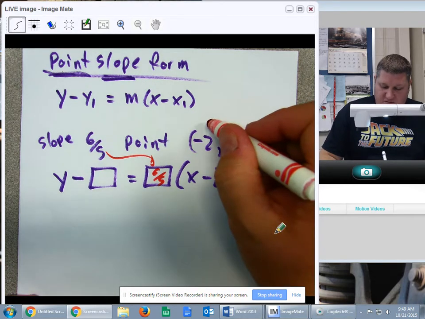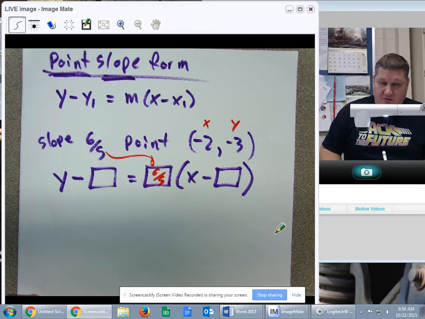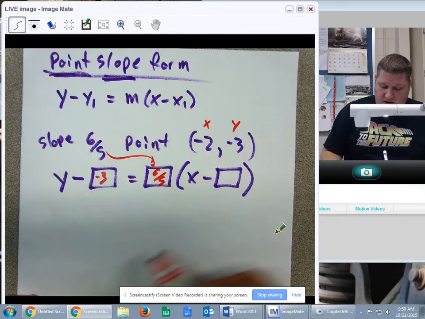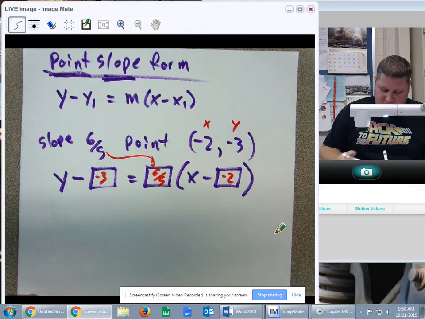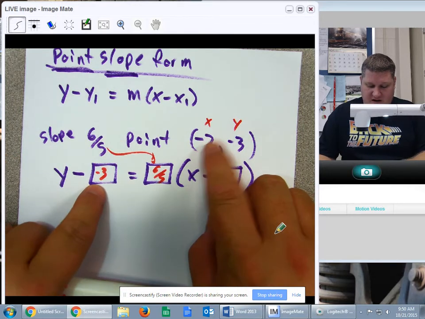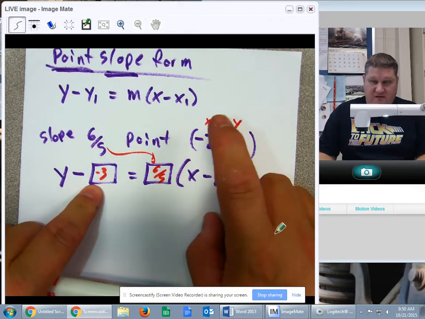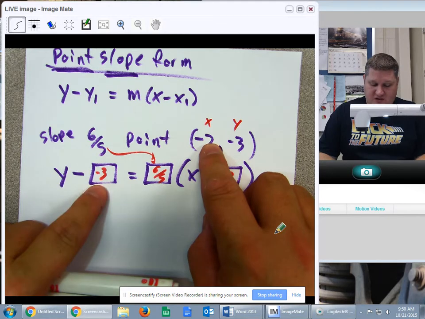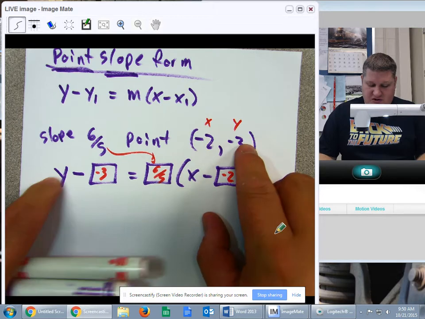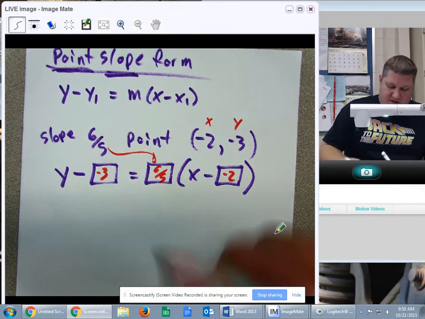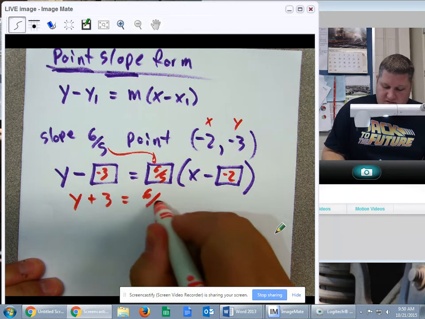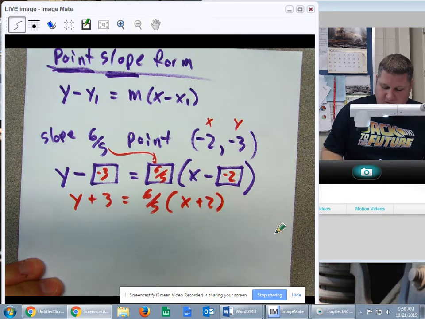Now, every point has two parts. It has an x part and a y part. So if I have an x part and a y part, obviously the y part's going to go over here with the y. The x part's going to go in with the x. The biggest mistake people make in point slope form is they want to put the -2 over here because since it's first in the point, they want to put it first in the equation. But you must remember that y is first in the equation, so you need to use the y portion of the point. In this case, it's y plus 3, because two negatives make a positive, equals 6/5 times x plus 2.